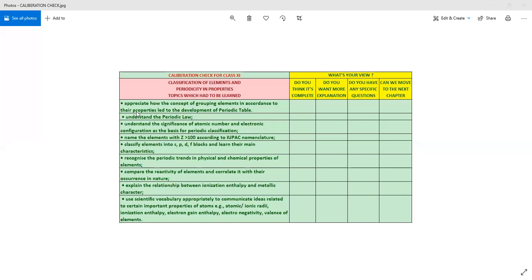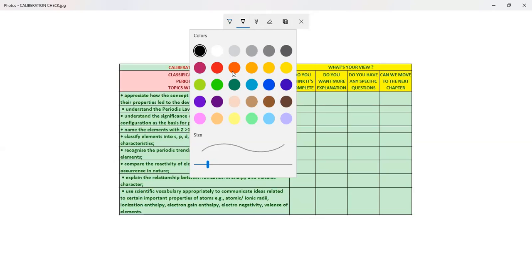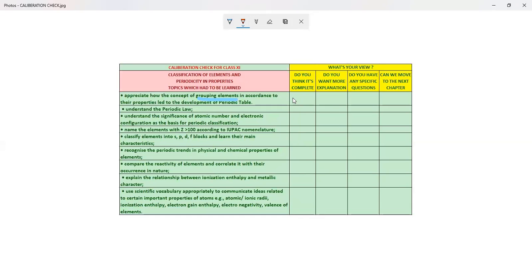See, I have listed the topics which had to be studied, and here you will see that these topics we have covered. Appreciate the concept of grouping of elements according to their properties, isn't it? Have we done this? Is it complete? Can I put a tick mark here? Yes or no? Check.